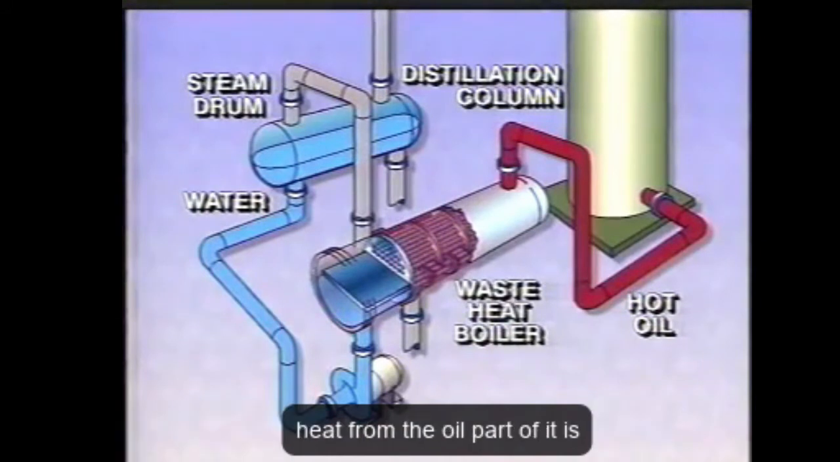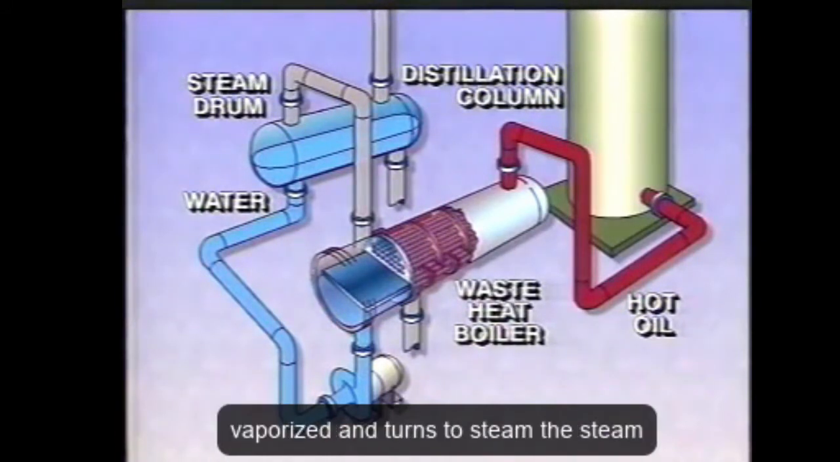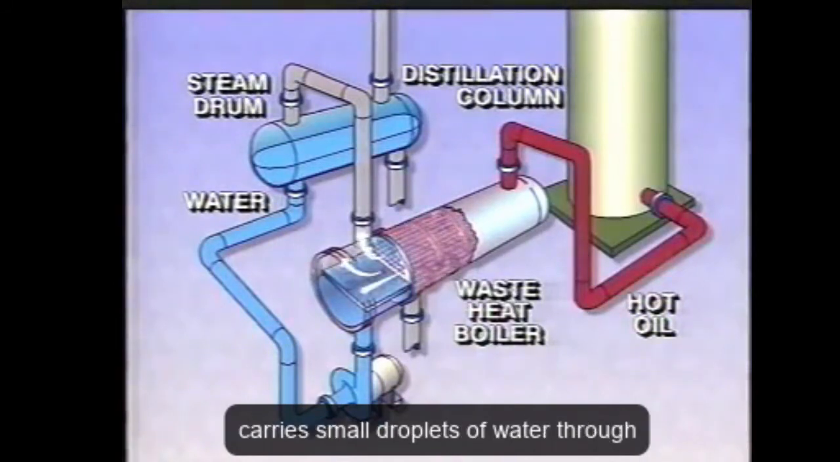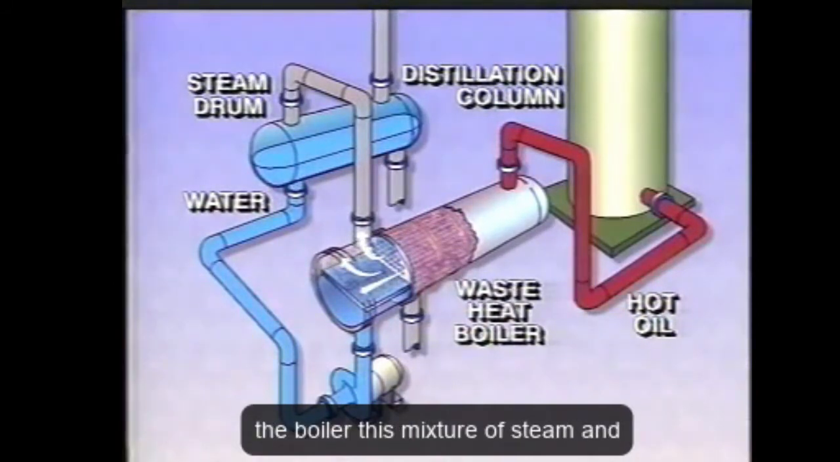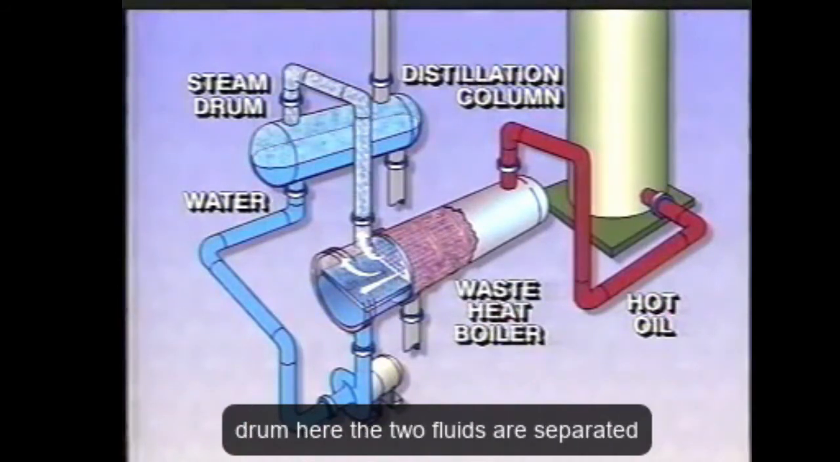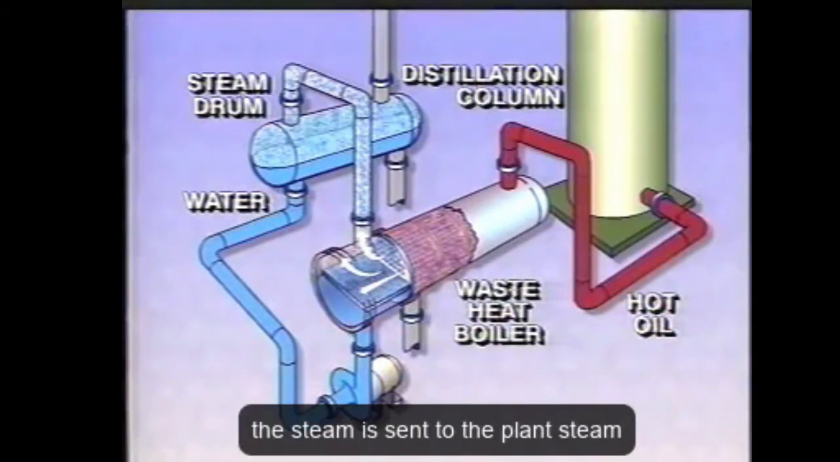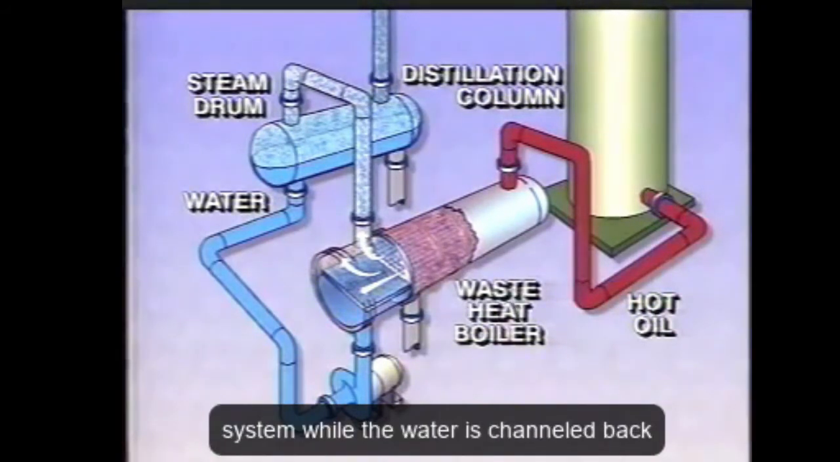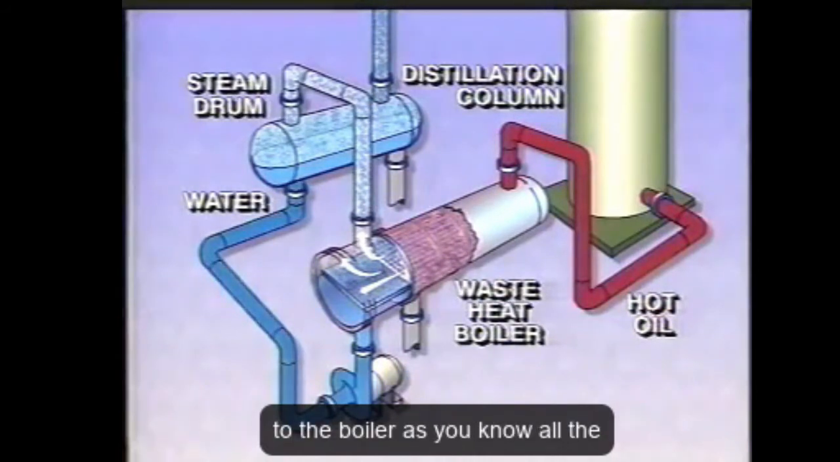As water absorbs heat from the oil, part of it is vaporized and turns to steam. The steam carries small droplets of water through the boiler. This mixture of steam and water droplets flows up into the steam drum. Here, the two fluids are separated from one another. The steam is sent to the plant steam system, while the water is channeled back to the boiler.